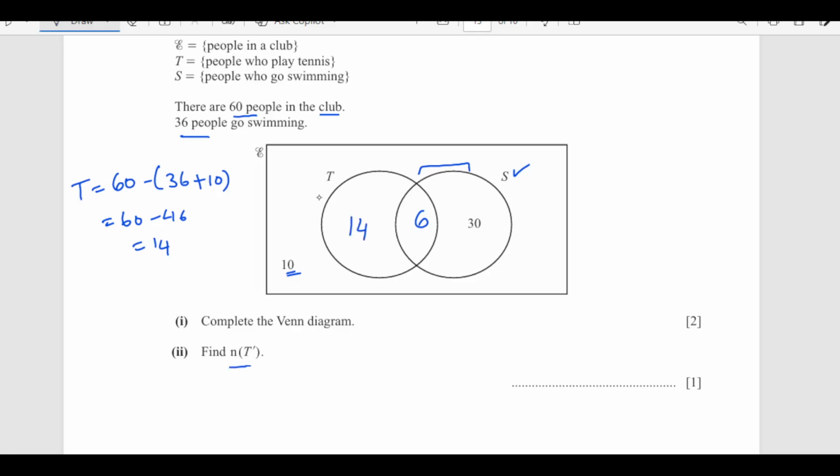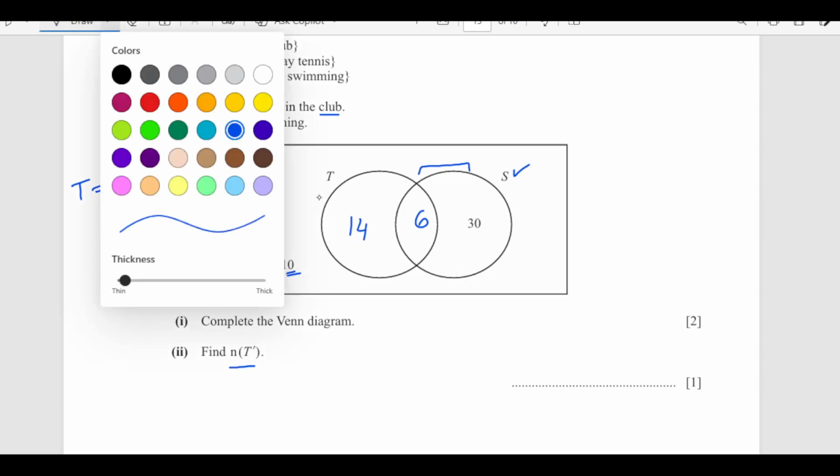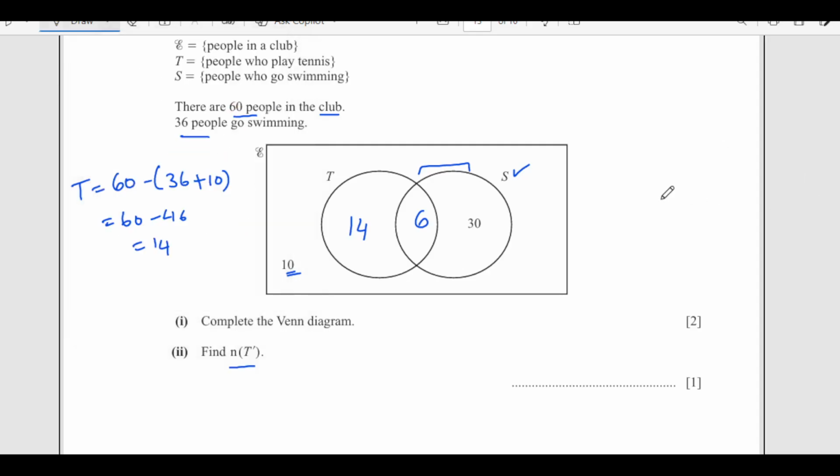Now find n(T'). T' means we are looking for the part which is not included in T. So leaving T, we will be looking for this part. Let me show you this with yellow. This one. What do we have here? We have 30 and we have 10 here. So basically it is 10 plus 30 plus 10, that is going to be 50, right?